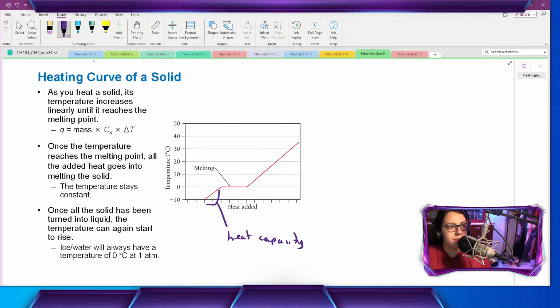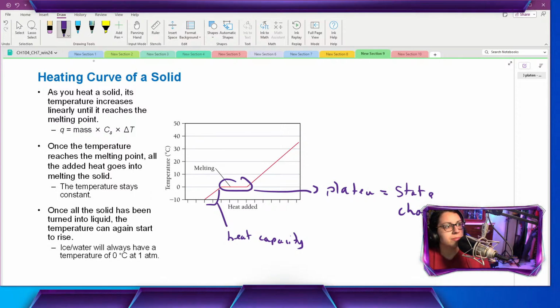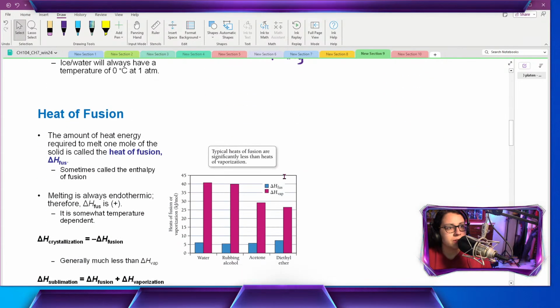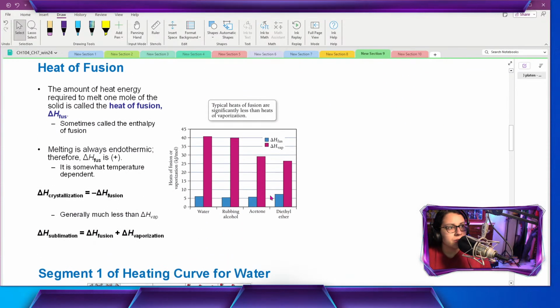And then we have our state changes. Anytime you have a plateau on this graph, that means we're doing a state change. We have to put energy into the state change, and then we can continue on with the heat capacity. We'll go through this so it makes more sense. Other bits of information that we need are both the heat of fusion. The heat of fusion is the energy associated with melting.